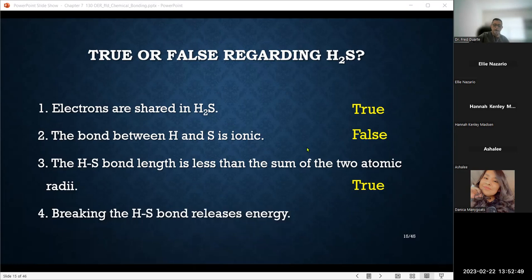Now, breaking the HF bond releases energy. What do you guys think? You want to break the HF bond. Is it going to release energy? Now, remember, and this could be confusing, sometimes it's hard to remember which is which. But anytime you want to break something, it requires energy. And so here, the HF bond requires energy to break. It is when we form the bond that energy is released, exothermic. Breaking a bond is endothermic, and forming bonds is exothermic.